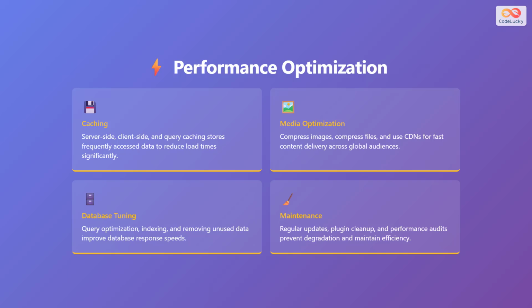Database tuning optimizes queries, adds useful indexes, and removes outdated data so the database responds faster. Regular maintenance, including software updates, plugin cleanup, and performance audits, prevents the system from slowing down over time. These techniques work together to ensure your website remains fast even with heavy content.